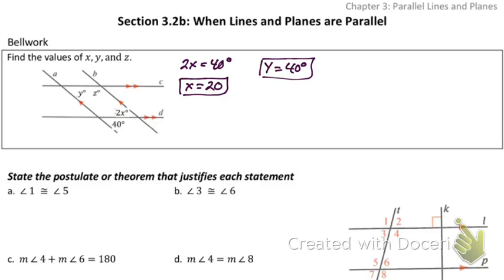Aren't they alternate interior angles because they're both in the interior? Which one? Are you looking at the 40 and the y? They're not both on the interior. I'm looking at this line as the transversal. That 40 would be on the bottom right. This y is on the bottom right, so they're corresponding. I thought you were saying the 2x. No, those are alternate interior for sure.